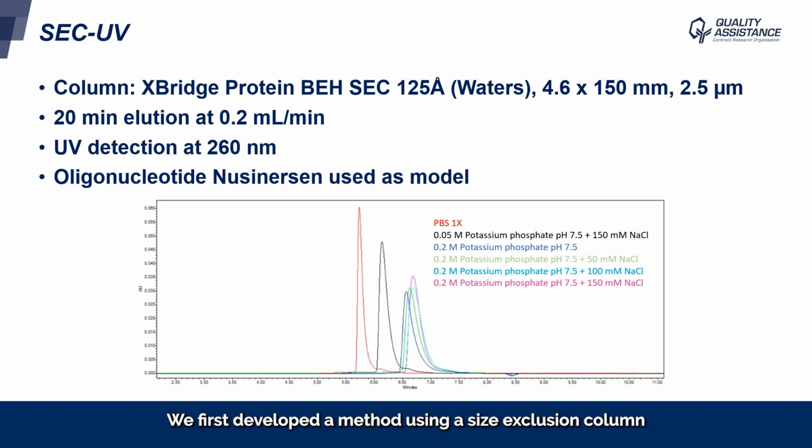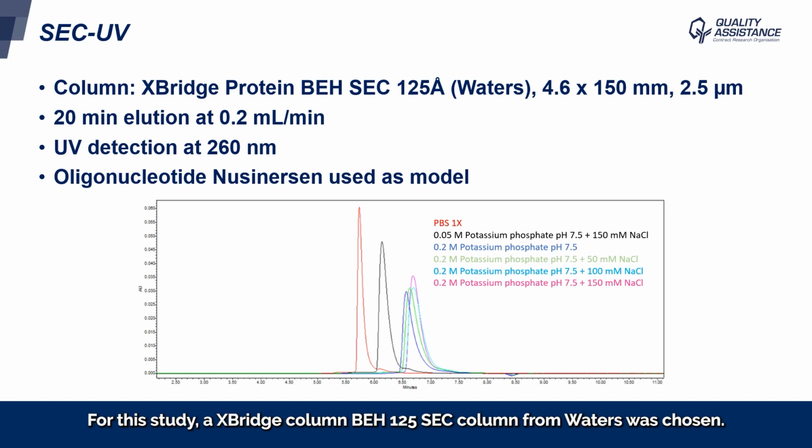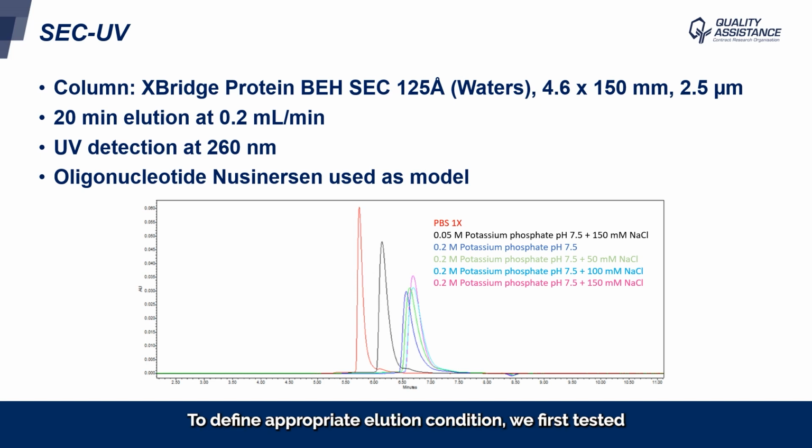We first developed a method using a size-exclusion column for separation of oligonucleotides coupled to a UV detector at 260 nanometers. For this study, an XBridge BEH 125 SEC column from Waters was chosen. To define appropriate elution conditions, we first tested the influence of ionic strength on the chromatographic quality.